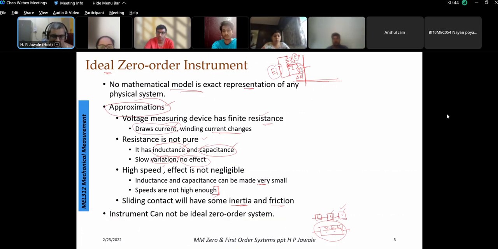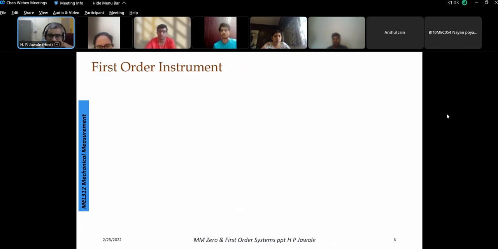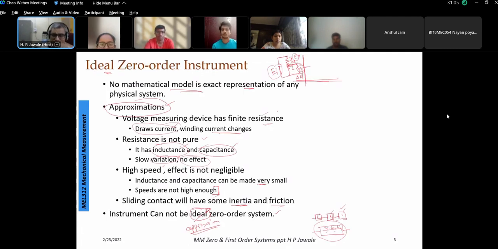So the instrument cannot be an ideal zero order system, but it is approximated to the zero order system. But still it gives more or less fair results for finding the dynamic characteristics. Now further, I think that issue is left over here. Further, when you will go for the linear measurement devices in the next part of your syllabus, you will find that there are certain issues in the potentiometers.